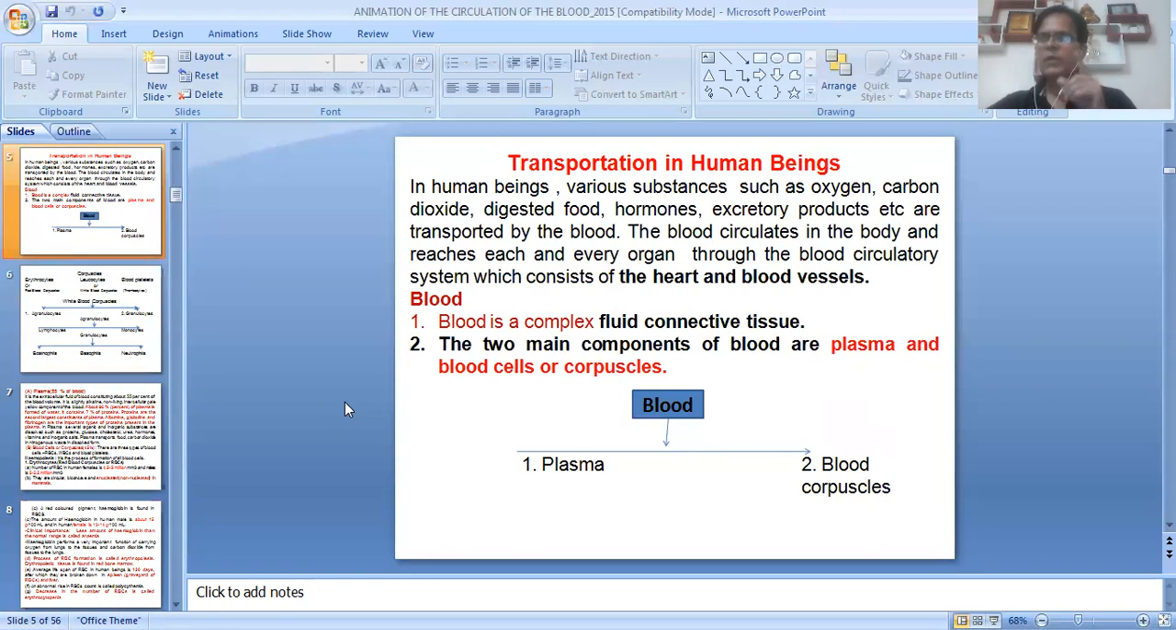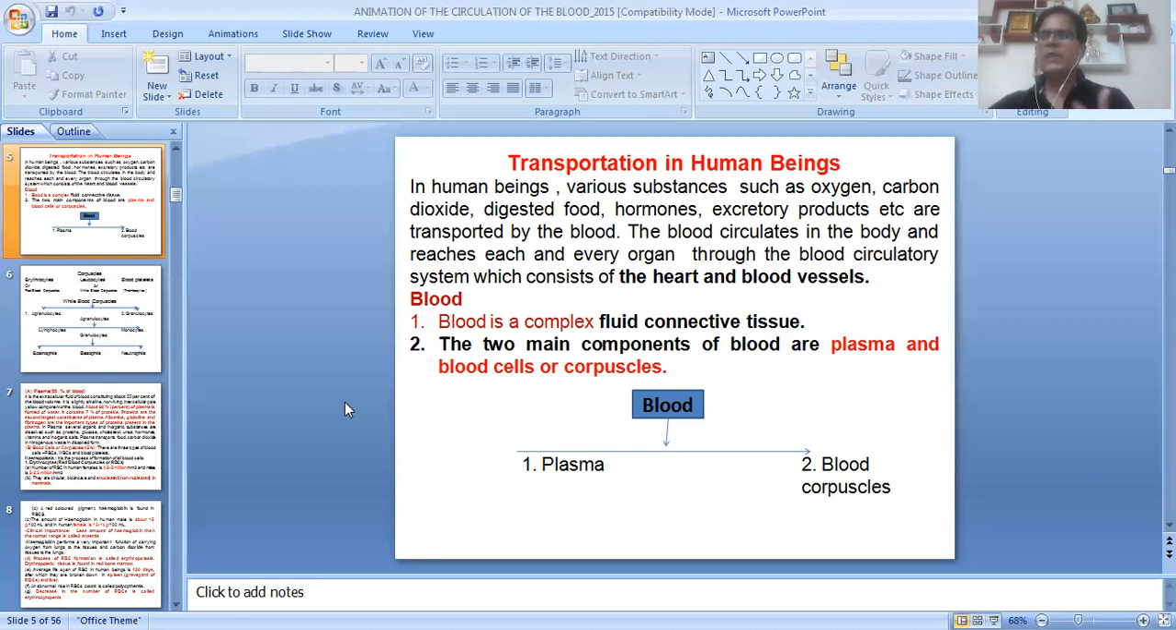The blood circulates in the body and reaches each and every organ through the blood circulatory system, which consists of the heart and the blood vessels. You know very well, right? Now let's talk about blood, because right now we are talking about heart and blood. So what is blood exactly?